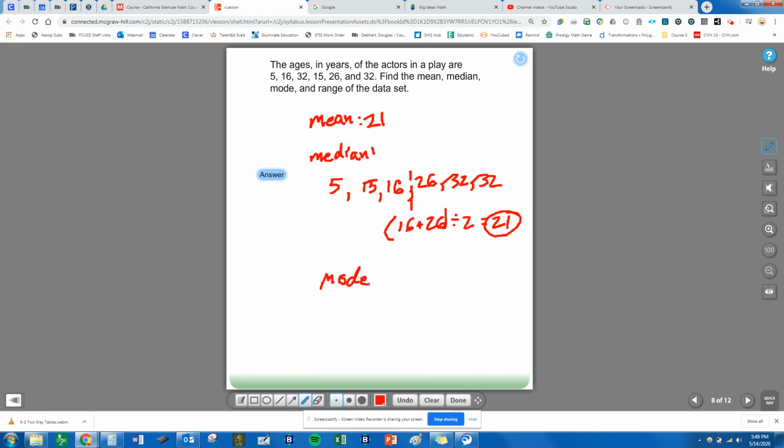All right, next, find the mode. What's the mode here? You should have said 32 because 32 is repeated twice. Last, what is the range? You should have said that the range is 32 minus 5, which is 27. Okay, so those are many of the numbers we can find, and as you get into higher math, you're going to interpret those numbers much more, but hopefully that's a quick review for you of mean, median, mode, and range.